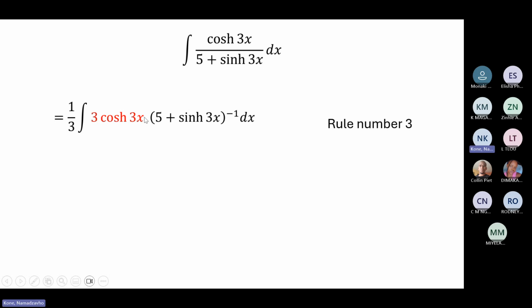So this 3 is coming as a derivative of that 3x, so that it can be a complete derivative of what is in here. Now that we have achieved that, then the answer is the 1 over 3 is coming down here. This falls away now because it's just sitting there as a derivative of that. And we apply rule number 3, ln of what is in there, which is that one. And we are done.